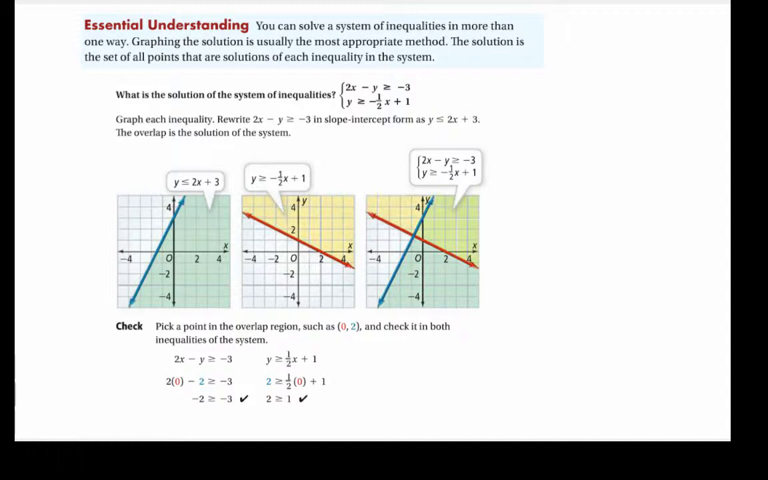So what is the solution of the system of inequalities, one of which is 2x minus y greater than or equal to negative 3, and the other is y greater than or equal to negative 1/2 x plus 1? Well, we graph each inequality. So if we rewrite 2x minus y greater than or equal to negative 3 in slope-intercept form as y less than or equal to 2x plus 3, the overlap is the solution of the system.